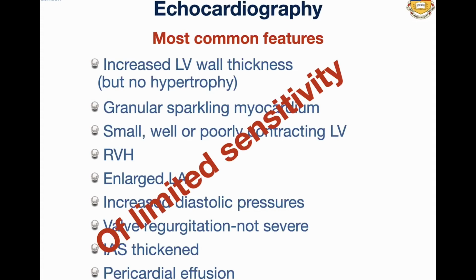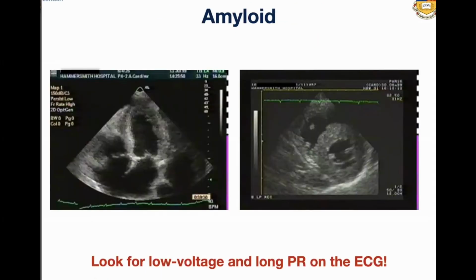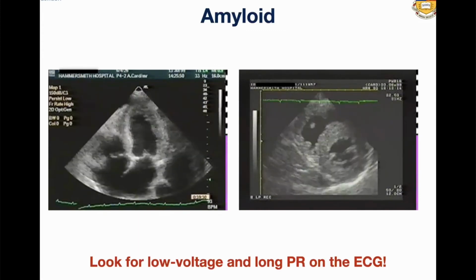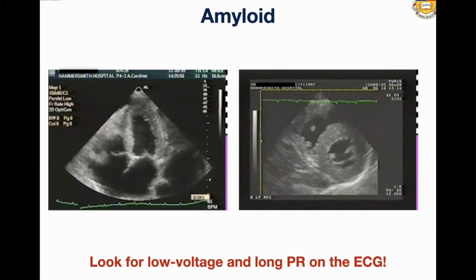So this is a classic example of an advanced form of cardiac amyloidosis. You see the texture of the valves very similar to the texture of the myocardium in the four-chamber and the short axis. The ejection fraction here is probably normal or near normal.